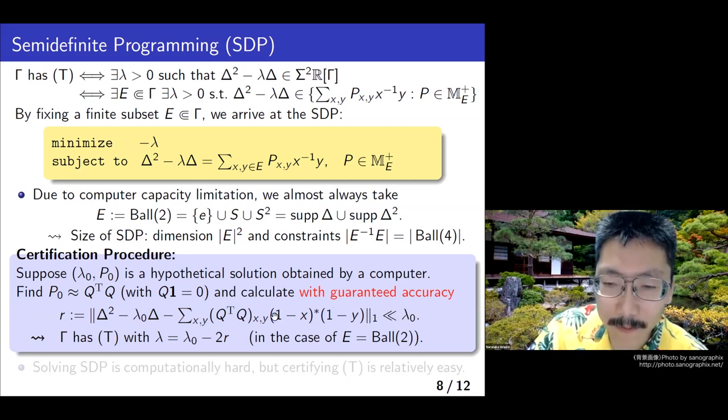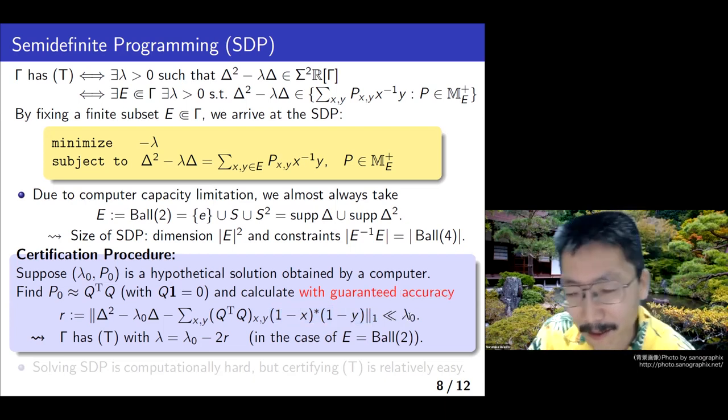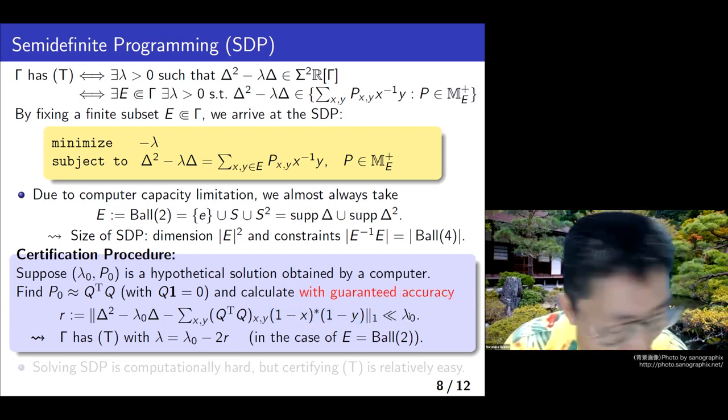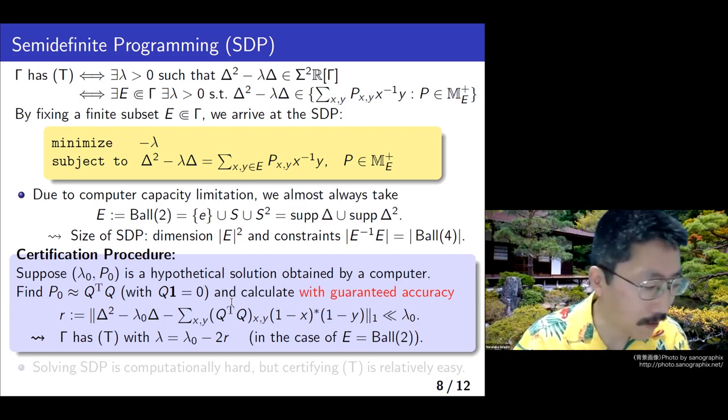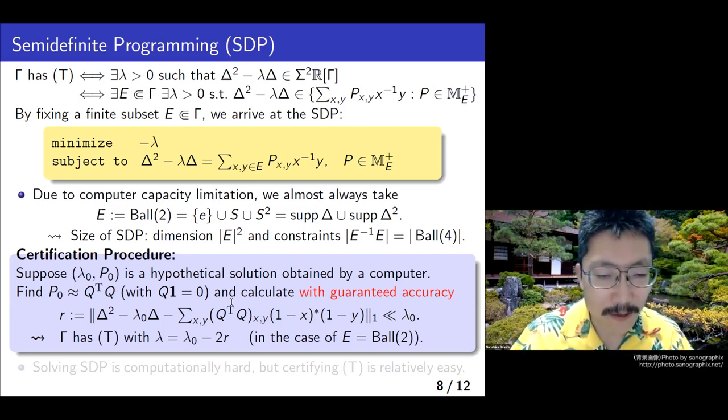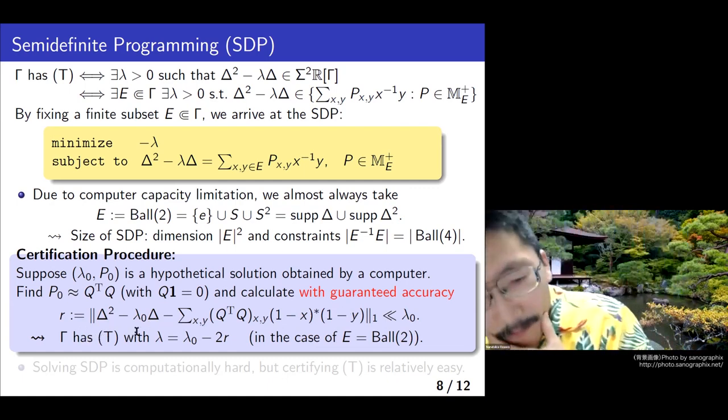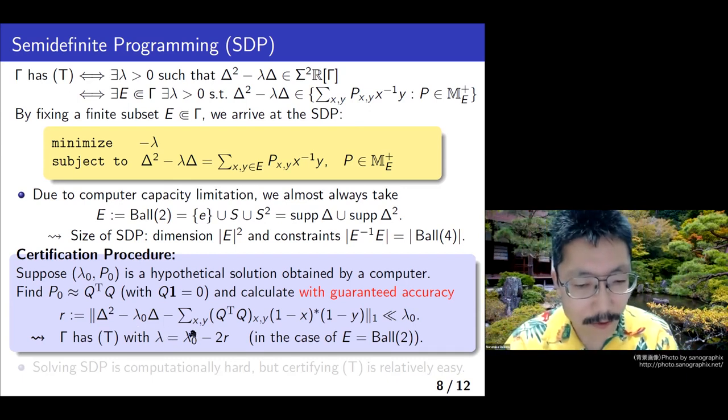This part can be X inverse Y, but for certain reasons we put it like this. If this is smaller than lambda naught with guaranteed accuracy, like interval arithmetic, or you can even go to rational numbers, make everything rational and do integer arithmetic to confirm this, then you can rigorously confirm it, and you rigorously prove that gamma has property T, with an estimate of the Kazhdan constant as well.